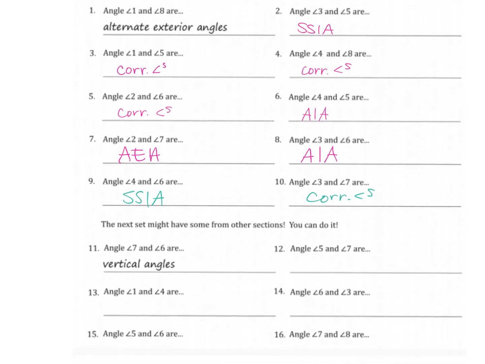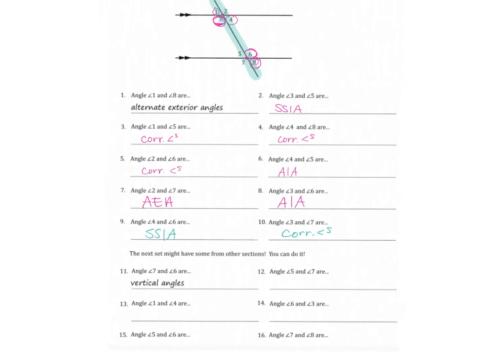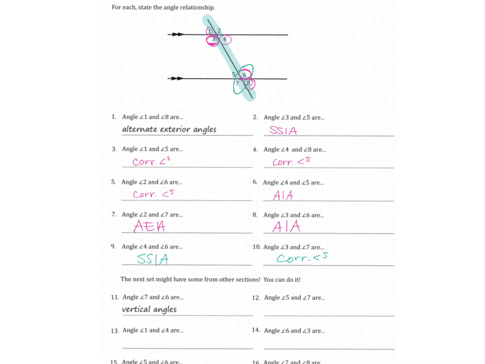Okay. Then this next batch, it says this might have some other ones. So we're going to draw in some of what you already learned in the last couple chapters to make sure that we're clear on all the different types of angles we've talked about. So for instance, 7 and 6, if you look here, those are vertical angles. Let me clean this up a little, and I'm just going to take a copy so we can zoom in at the bottom.